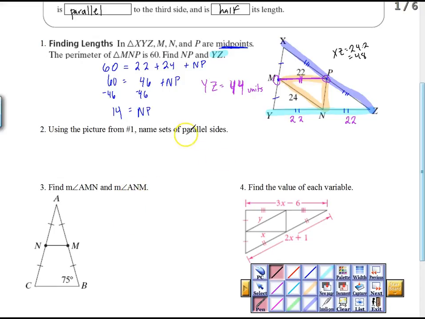Number 2, so we're going to now focus on the parallel aspect of Theorem 5.1. So in the picture from above, name sets of parallel sides. Well, we just talked about that side MN is parallel to XZ. I have side YZ is parallel to MP. And then last but not least, PN would be parallel to XY.